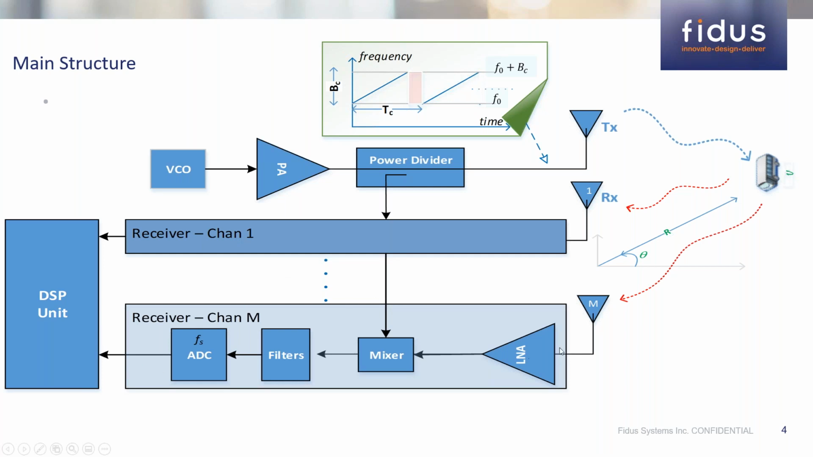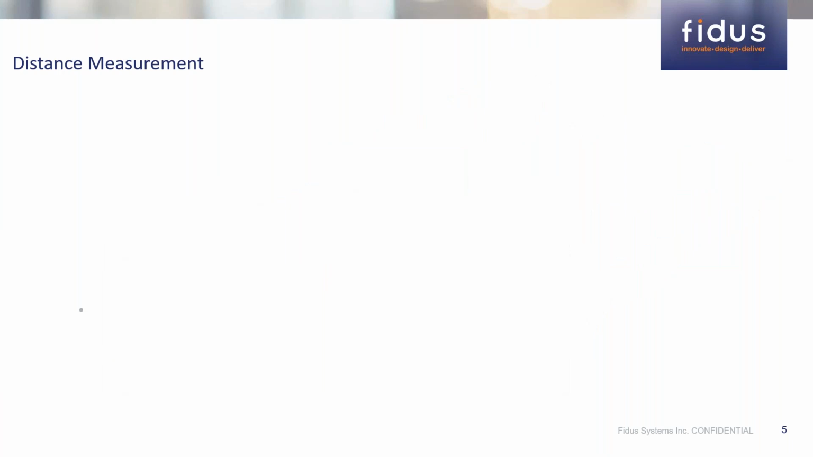The signal coming back will be weak, so it goes through a low noise amplifier, followed by a mixer that receives both the transmit chirp and the receive chirp, and generates the so-called beat frequency. Then after low pass filtering, it will be digitized by an ADC at a given sampling frequency. Then the samples will be transported to the DSP unit using a given protocol that we will see later for this use case. So let's move on to the distance measurement.